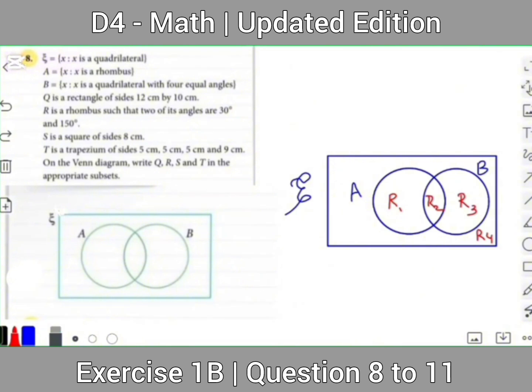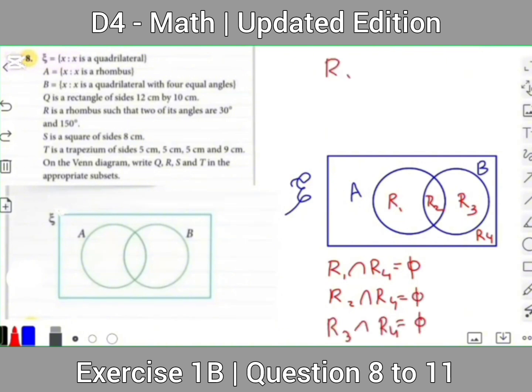It means that R1 intersection R4 is equal to phi. R2 intersection R4 is equal to phi. R3 intersection R4 is equal to phi. R1 intersection R2 is equal to phi. R1 intersection R3 is equal to phi. And R2 intersection R3 is equal to phi. So the regions drawn in the Venn diagram are disjoint.